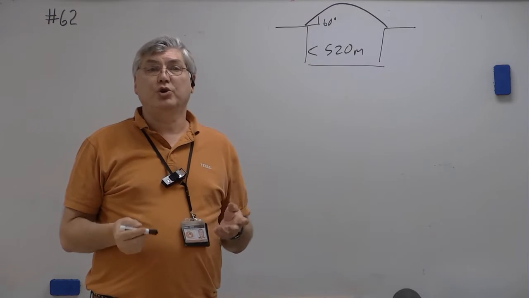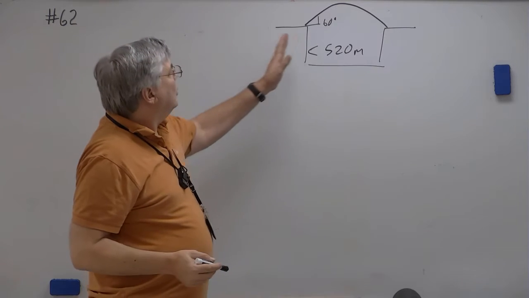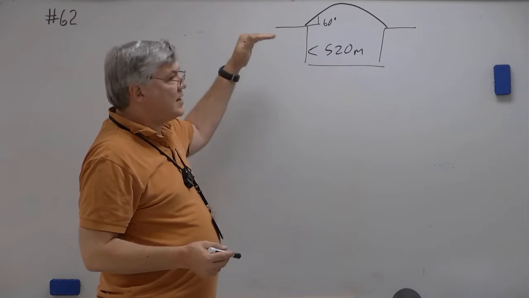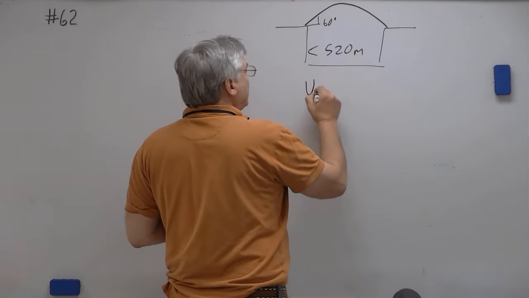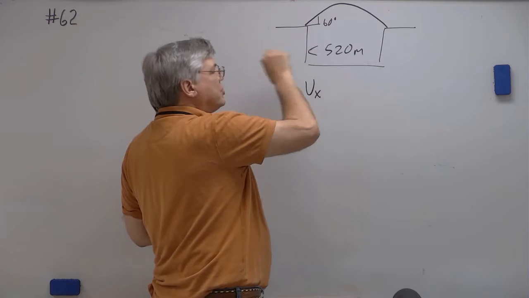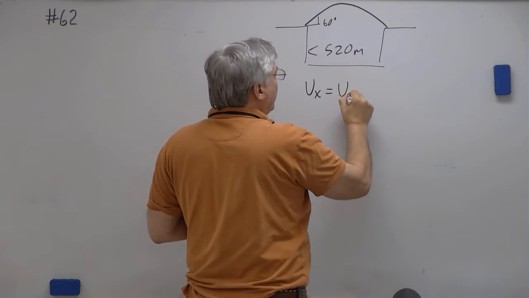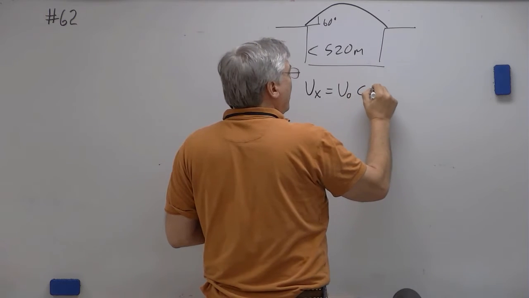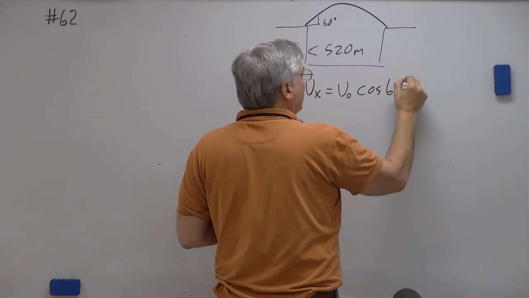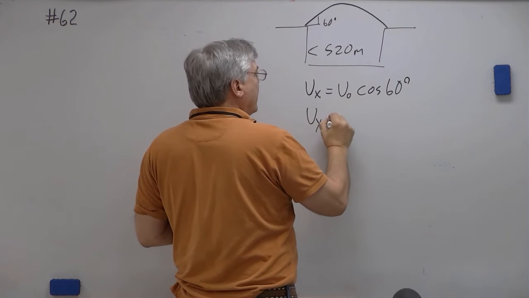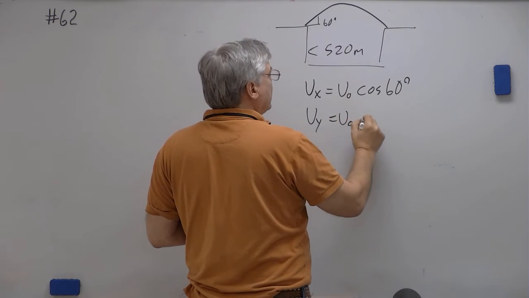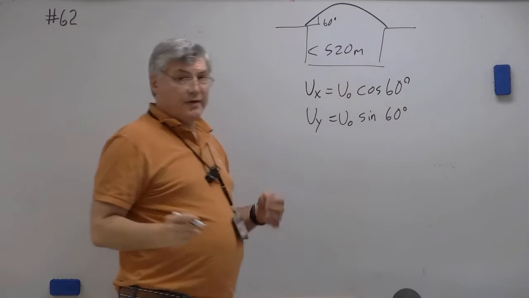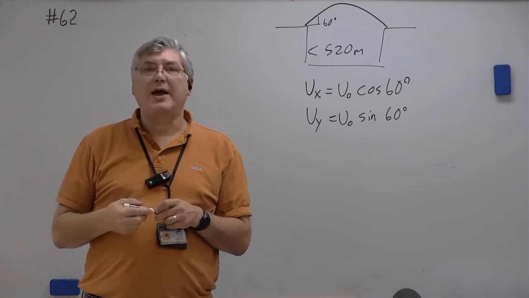So the first thing we'll do is look at the equations for the velocity in the y direction and the velocity in the x direction. The velocity in the x direction, that's straight ahead, is going to be equal to our initial velocity, the one we're trying to solve for, times the cosine of 60 degrees. The velocity in the y direction is going to be equal to the initial velocity times the sine of 60 degrees. So that gives us our initial Vx and Vy.